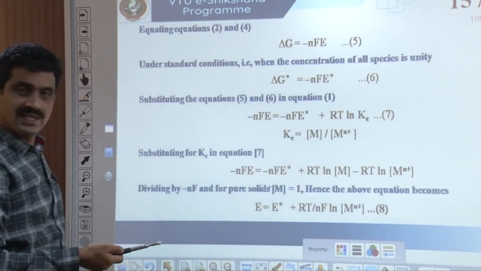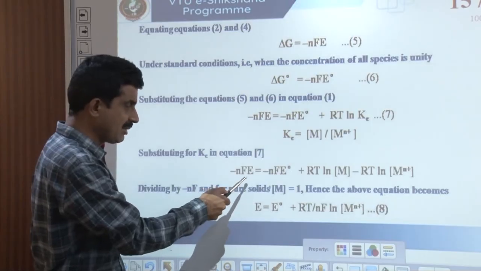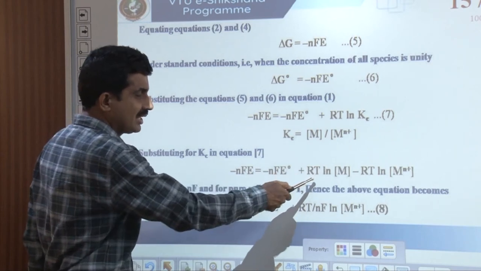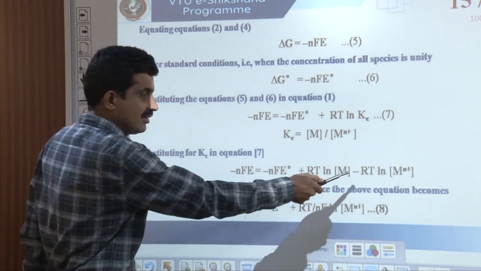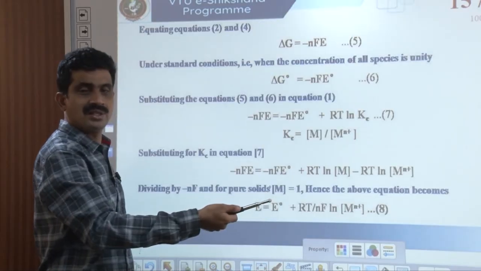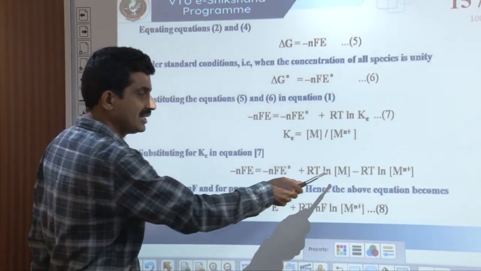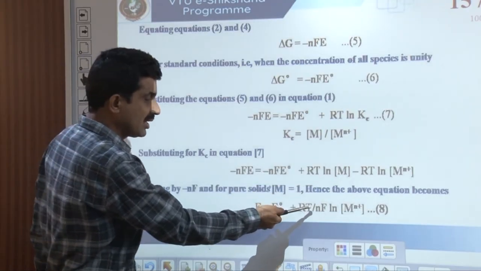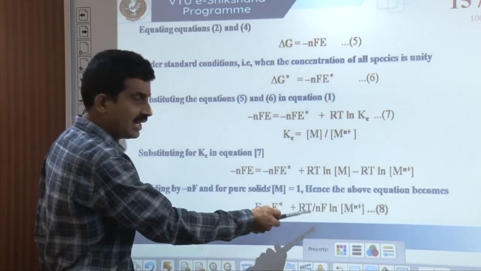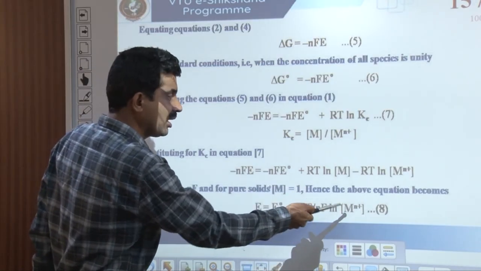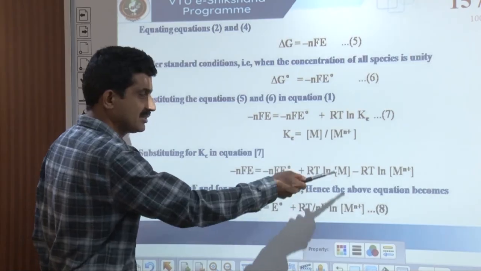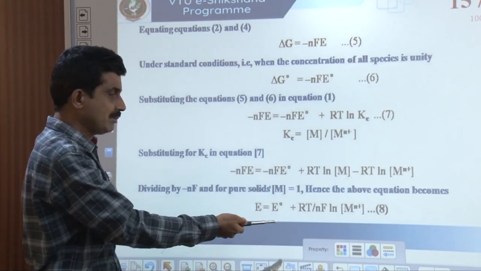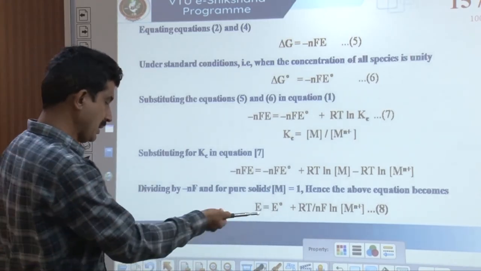it becomes minus NFE divided by minus NF, minus NFE naught divided by minus NF, plus RT ln M divided by minus NF, minus RT ln Mn plus divided by minus NF. And since this is 1, it becomes 0. Therefore, E is equal to E naught plus RT divided by NF ln Mn plus. Because this factor has become 0, E is equal to E naught plus RT divided by NF ln Mn plus.